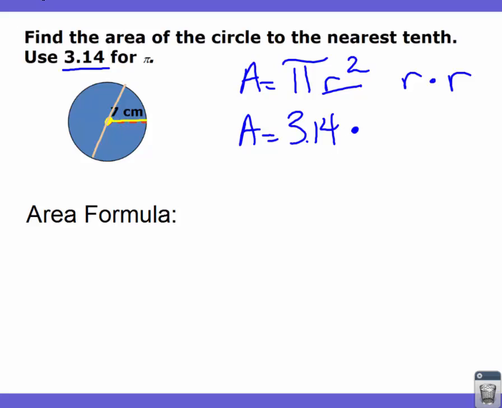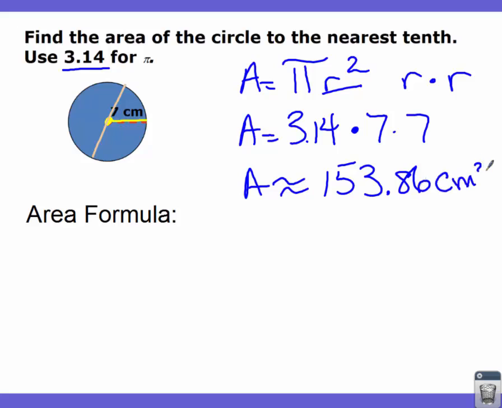Okay, so in this one we have a radius of 7, so I'm going to do 3.14 times 7 times 7. And then I go to my calculator and I type that in, 3.14 times 7 times 7. And you find out the answer is 153.86, and in this case centimeters squared.